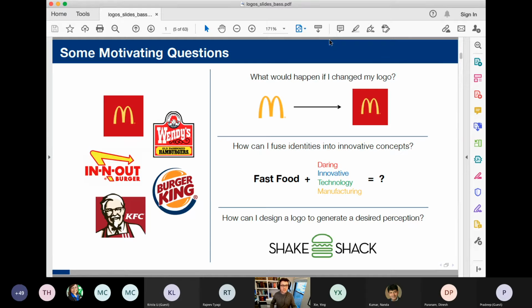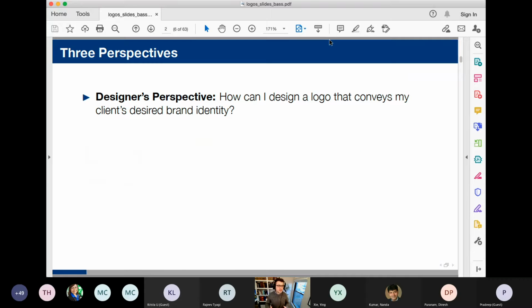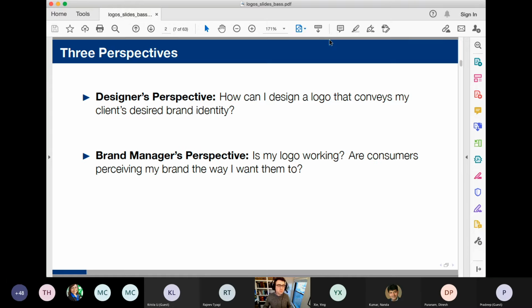Now, when we're thinking about this task of logos and branding, there are a few key perspectives that are going to motivate the model that I'm going to introduce in just a little bit. Those perspectives are first the perspective of the designer, asking questions like, how can I design a logo that conveys my client's desired brand identity? But related to that is also the perspective of the brand manager. A brand manager isn't necessarily in charge of doing the actual designing, but is rather in charge of understanding: is my logo working? Are consumers perceiving my brand the way I want them to? Thinking about if there's a redesign happening, which logo should I select?